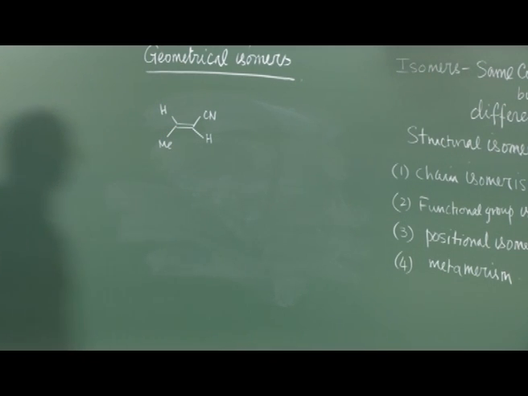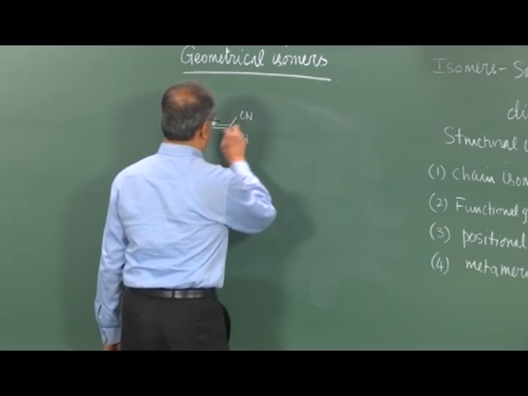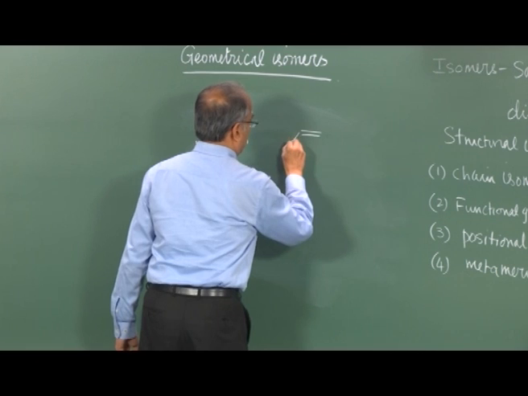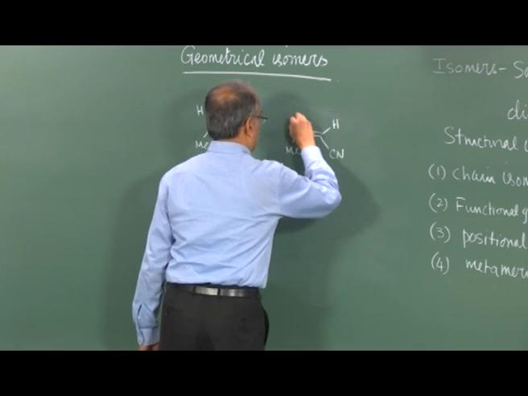Butenonitrile is the compound that I have written here. This is the trans isomer. It can also exist in the form of the cis isomer, which is this particular isomer.